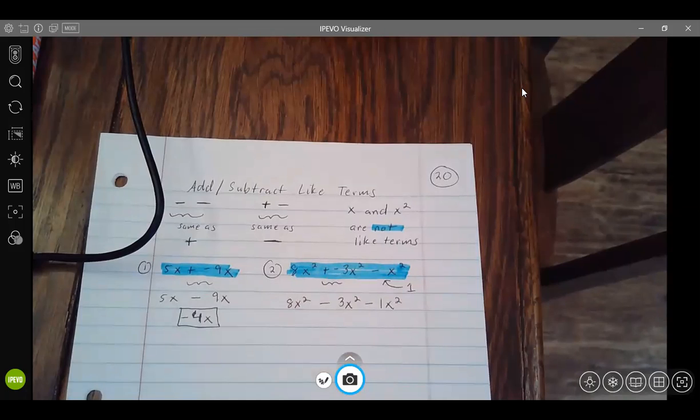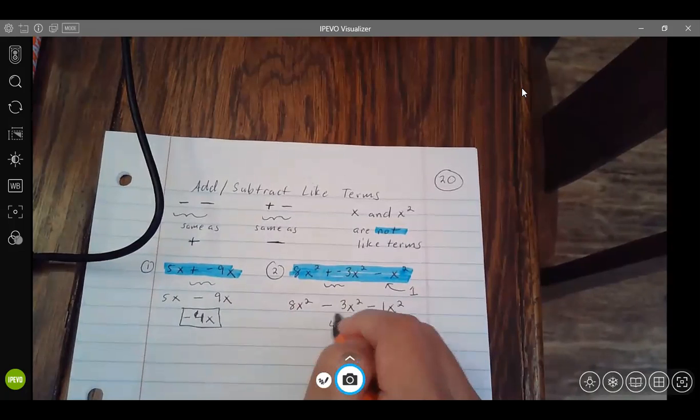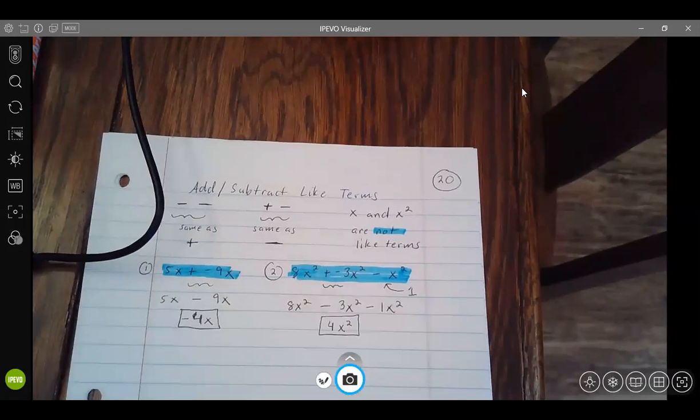Okay. All right, so now all of these have x squareds on them. They all have the same term. Okay, they're all like terms. So I'm going to combine all of them. 8 minus 3 minus 1. Okay, so 8 minus 3 is 5, and then 5 minus 1 is 4. So you're going to put in a 4, and the x squared will stay the same. 4x squared. Okay, you don't subtract the squares, you don't add them, it just stays x squared. Okay, the coefficient is the only thing that you add or subtract. 8 minus 3 minus 1 is 4. Okay, 4x squared.